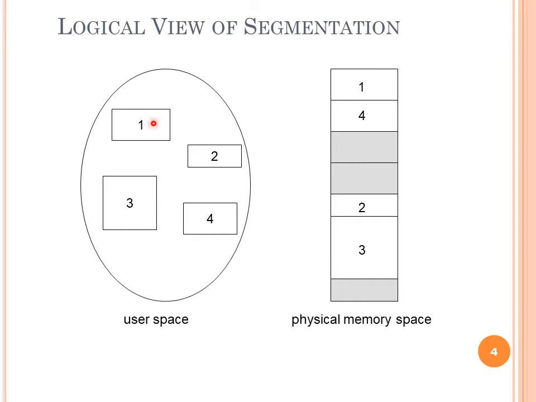So here is the user space having 4 segments, and these segments are allotted with different frame numbers here: 1, 4, 2, 3. So these are the different segments, and these are allocated with the frame numbers.